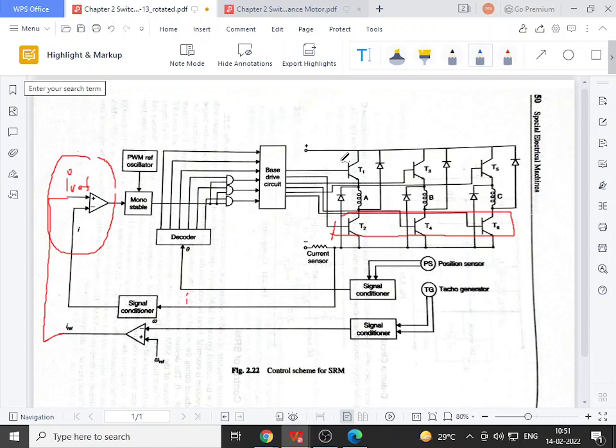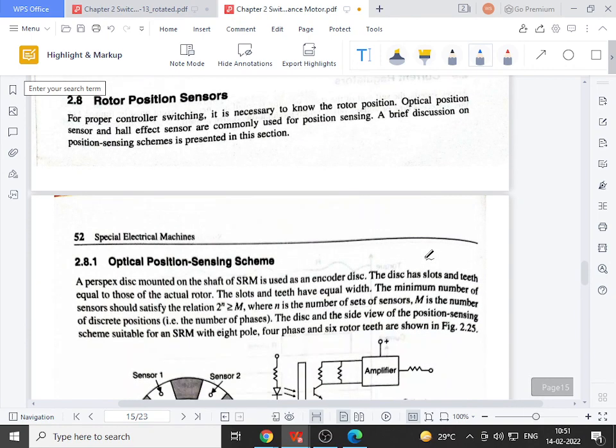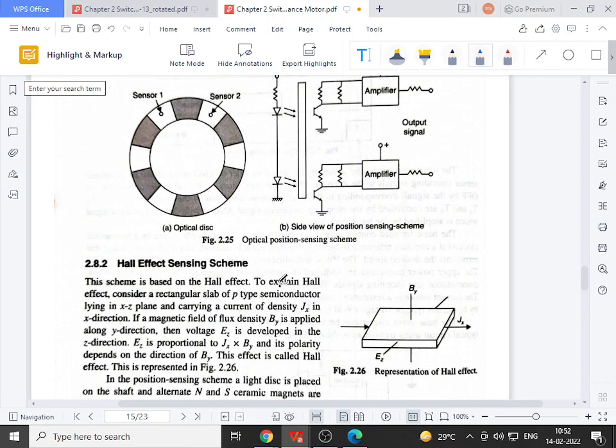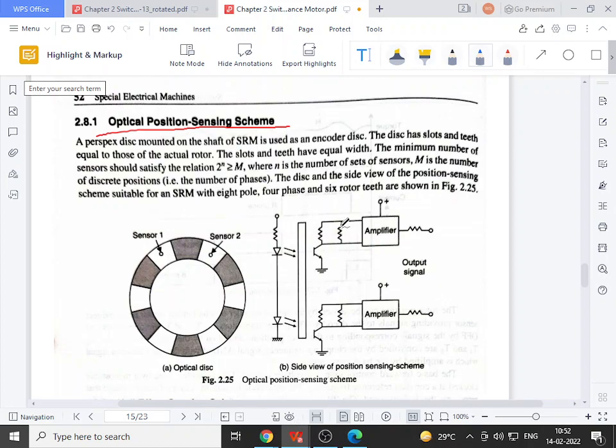Now, as I have already explained, an important part is the rotor position sensor. Two sensors are widely used to sense the rotor position: the first is optical position sensing and the second is the Hall effect sensing scheme. I think you are familiar with the Hall effect transducer. The Hall effect sensing scheme generally uses a Hall effect transducer, which produces the required output in terms of a voltage signal.